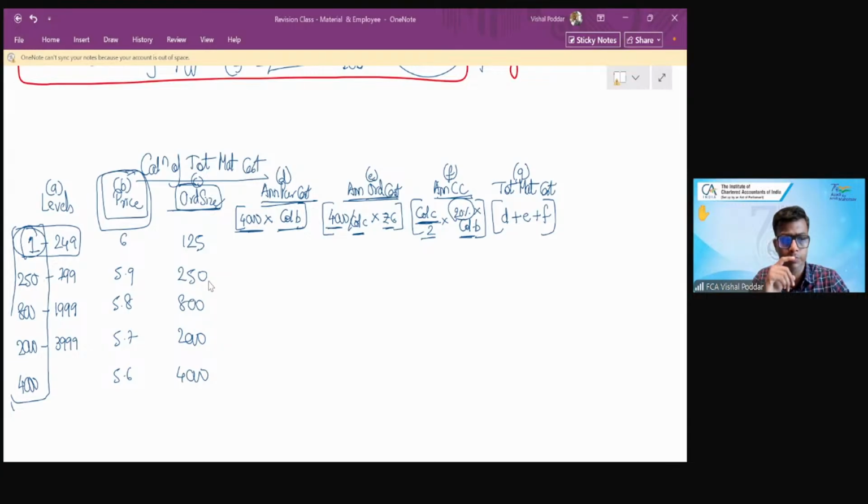Is this clear, students? Same answers, everyone? More or less same. Slight variations maybe. More or less everyone is having same answers. Perfect. Great. So now, once this is done, let us proceed.